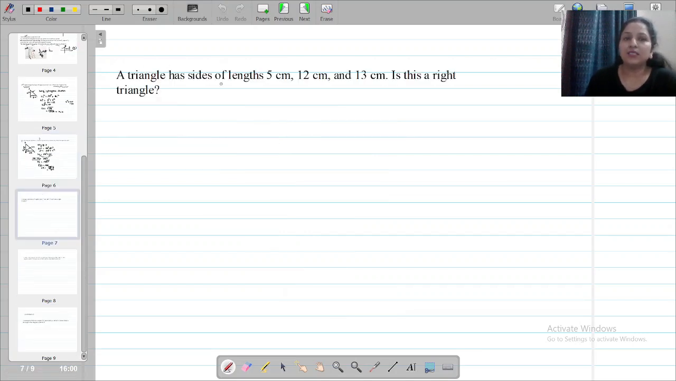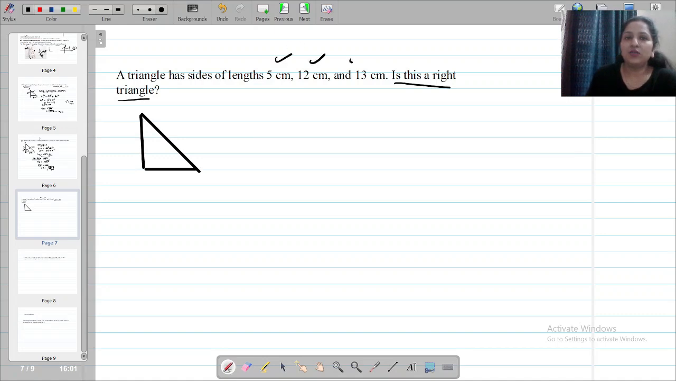A triangle has sides of length 5, 12 and 13. It is not given what is the hypotenuse, what is the base, nothing is given, just the length of three sides. The question is asking, is it a right angle triangle? We know that the Pythagoras property is applicable only in the case of a right angle triangle. One more thing we know very well, that the longest side is always the hypotenuse.